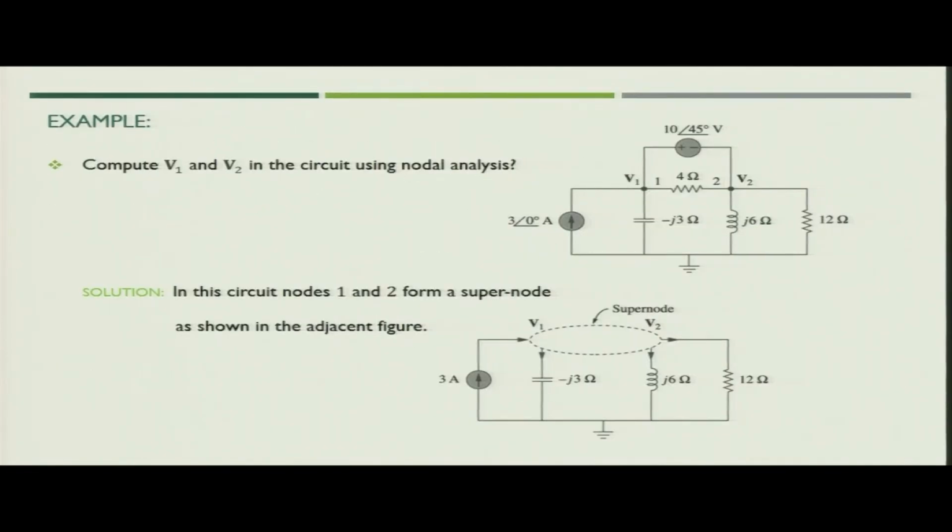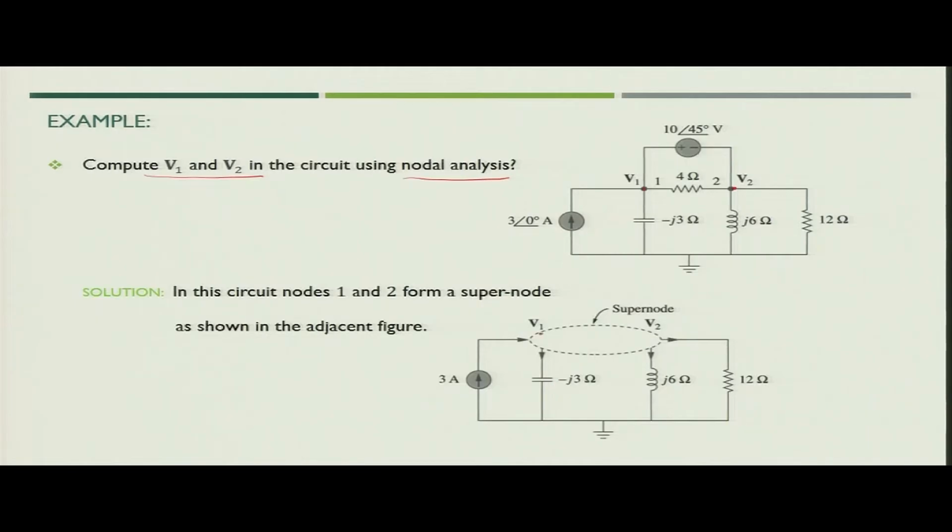Now, let us take another example where we are asked to find out the values of V1 and V2 in the circuit. So, we will again use nodal analysis. Now, if you see this particular figure, the voltage nodes V1 and V2 are connected through one voltage source. So, what we can do? We can create one supernode which includes V1 and V2, because V1 and V2 are connected through a voltage source.